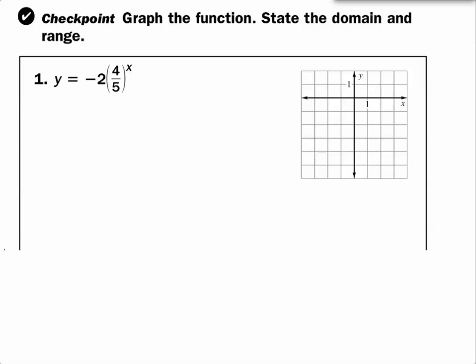All right, good times. So here's what we know. We know the point 0, negative 2, and we know the point 1: if you stick in 1, 4/5 to the 1 is 4/5, times negative 2 is negative 8/5. That's a negative 1.6 if you're keeping track at home in decimal land instead. So you have the point 0 comma negative 2, and you have the point 1 comma negative 1.6.